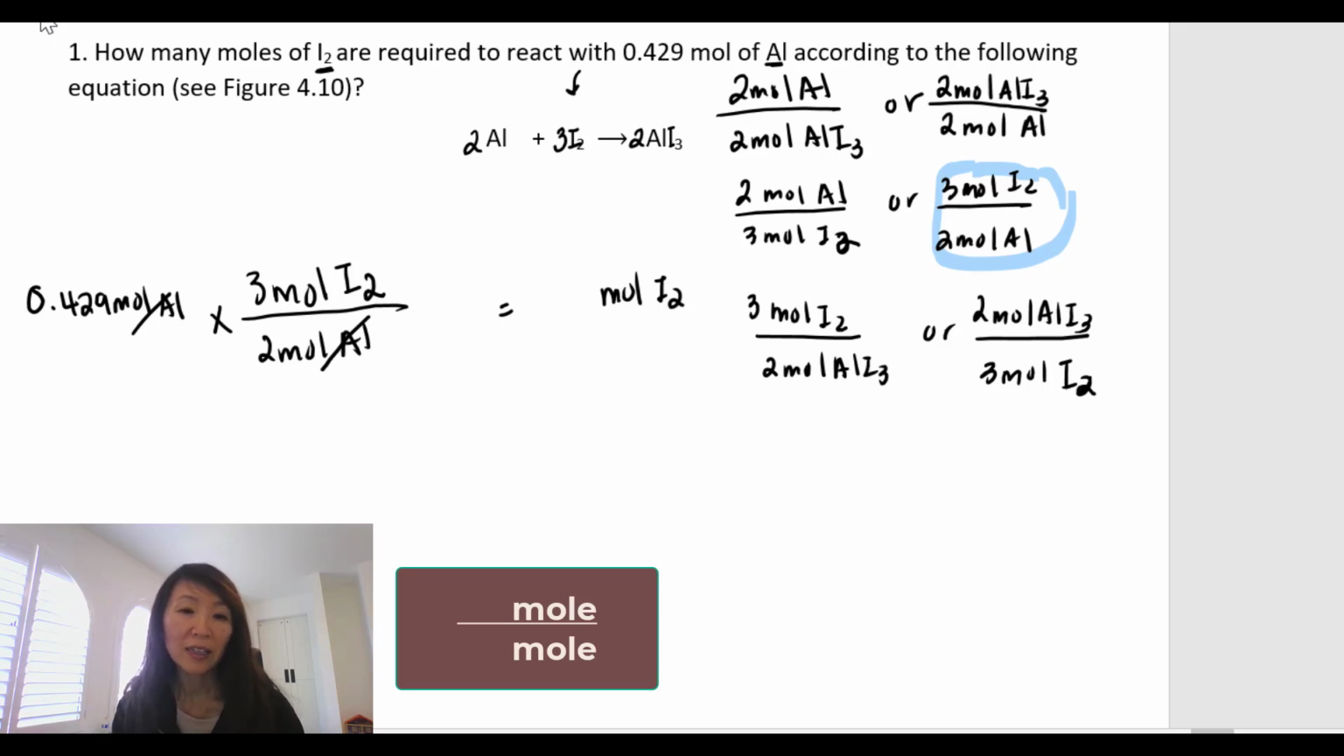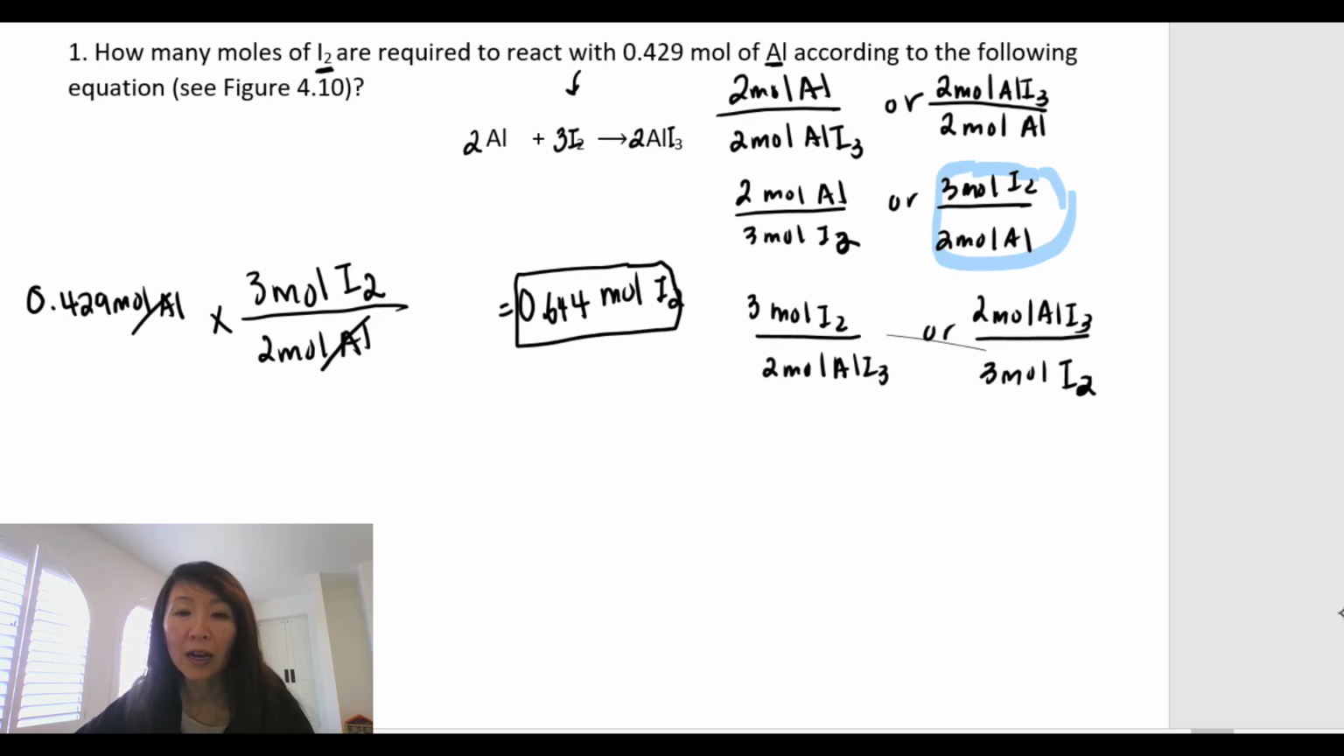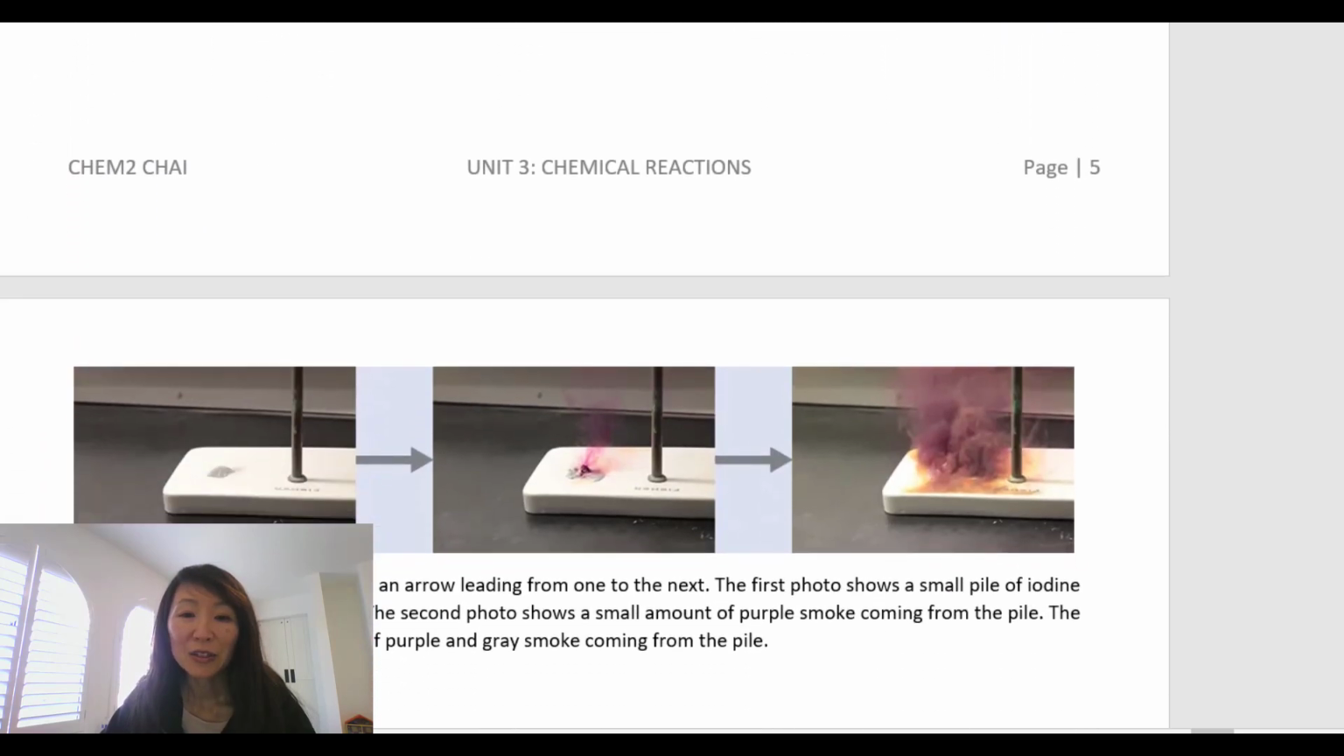So go ahead and calculate this out and then try and come back and see if you got the right answer. It is recorded in 3 sig figs. So the problem starts with 3 sig figs. This is a multiplication-division type of problem. You leave it with 3 sig figs in the end. So that's your answer. It means that it requires 0.644 moles of iodine to react with the aluminum.